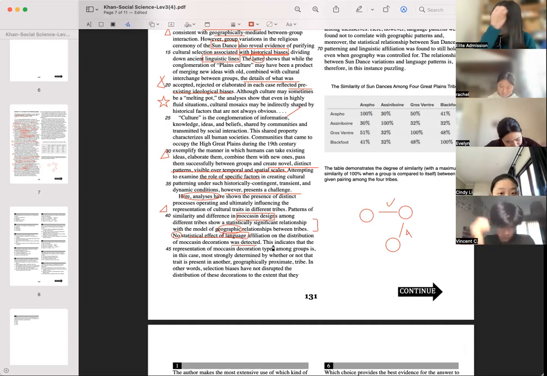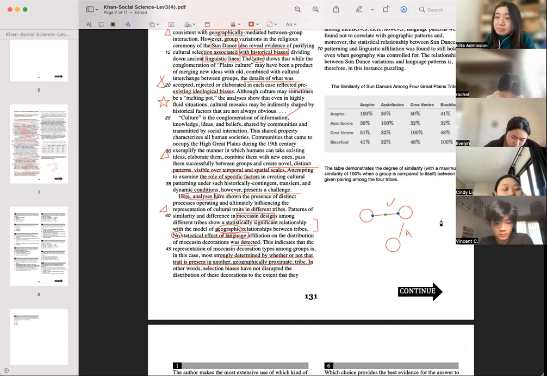And then this indicates, so the author tells you, what does that mean? This indicates that the representation of moccasin decoration type among groups is in this case most strongly determined by whether or not this trait is present in another geographically proximate tribe. So that means geography will design the moccasin design. Whether they live closer by, if they're closer by, they share the same moccasin design. So you get the idea, right?